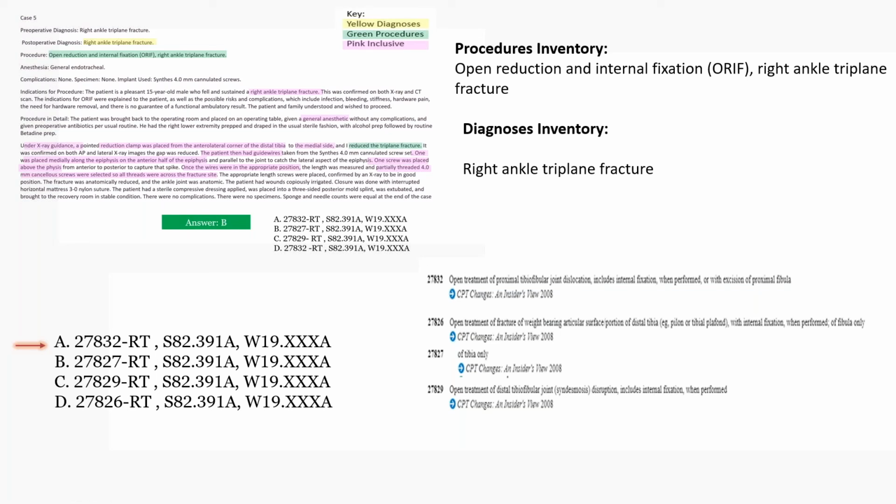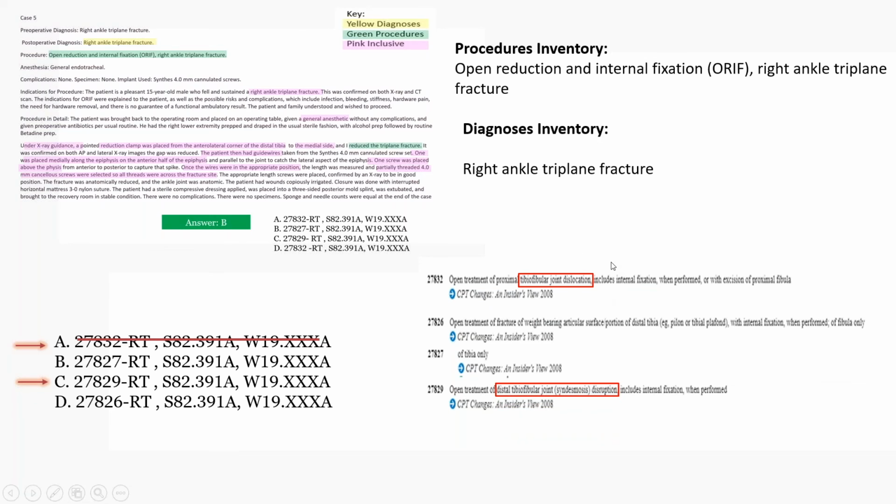Option A, 27832, is coding for an open treatment of a proximal tibiofibular joint dislocation. So what do you think, coders? Was it a dislocation that the doctor treated? No, it was not a dislocation. It was a right angle triplane fracture which he treated. So this is not the correct one. This codes for treatment of a dislocation. There we go, right out of the box. Option A is wrong.